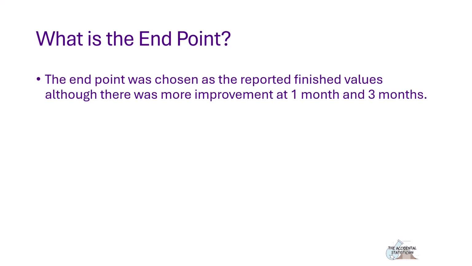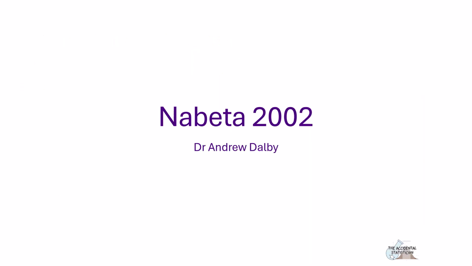The endpoint was chosen as the reported finish values, so that's after 3 months, not after 1 month, even though if you'd done an early stopping at 1 month, you'd have seen a larger effect size. You can't just take the largest effect sizes to cherry pick your data. You have to make sure that you're consistent with the way you approach all of your files.